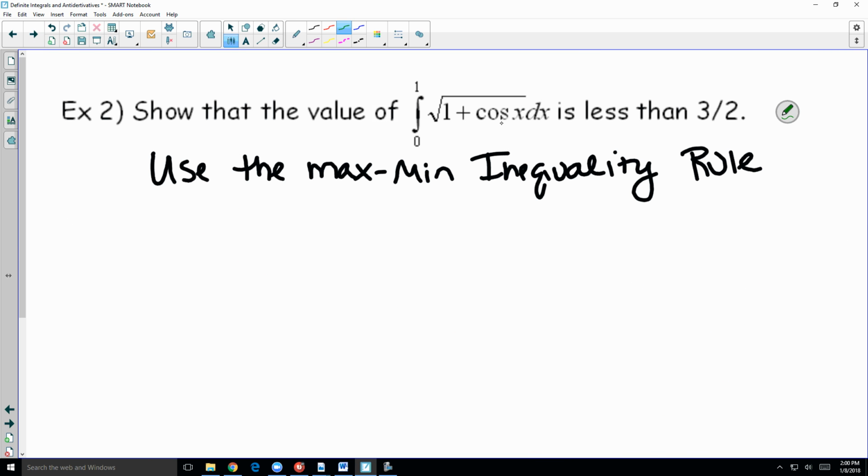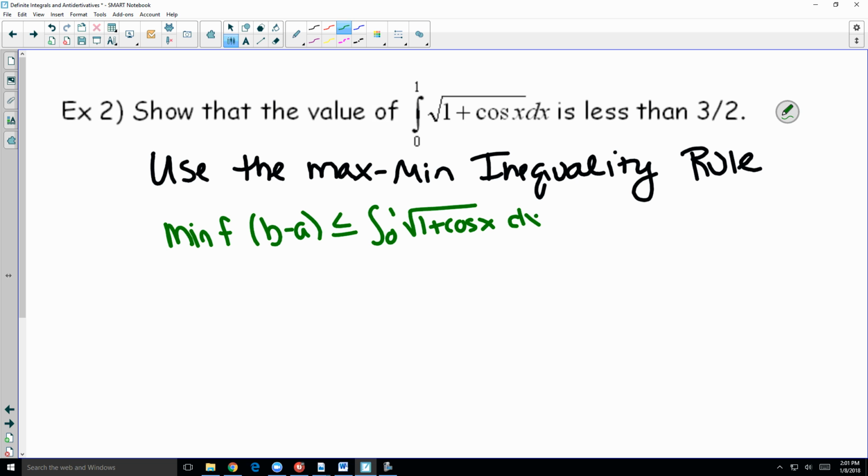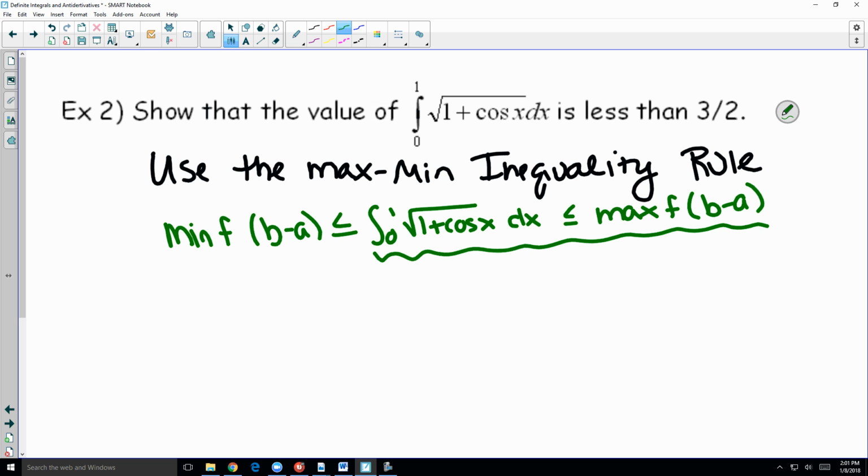Okay, so we're showing that this right here is less than 3/2, so really you only need the upper half of the inequality. But just to show you one more time, it says the minimum value of f times b minus a has to be less than or equal to the actual integral, which has to be less than or equal to the maximum value of f times b minus a. So again, I'm trying to show that it's less than 3/2, so I can just work with this part of the inequality. You can do all of it if you want to, but okay, so I'm going to start working.